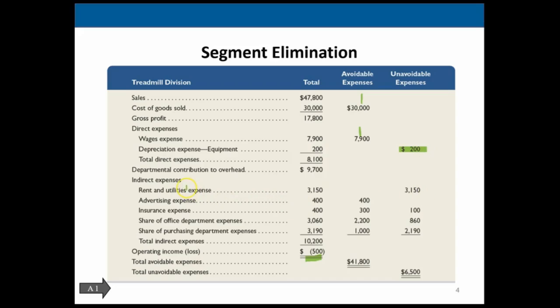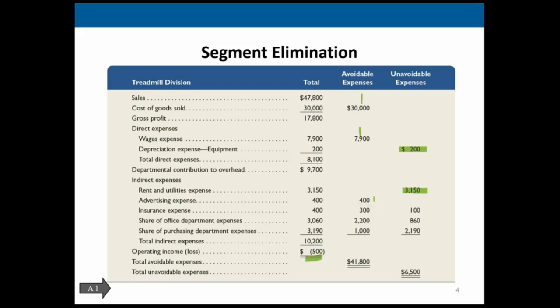Then we're going to say the indirect expenses, rent and utilities, in this case, we're saying that those are unavoidable, meaning the rent on the building is the rent on this part of the building and other parts of the building. Therefore, even if we remove the division, we're still going to have to pay the rent and the utilities on the building, even though we allocated this amount to this division. That's just an allocation. It's a fixed cost, and we allocated it. If we remove the division, we still have to pay it.